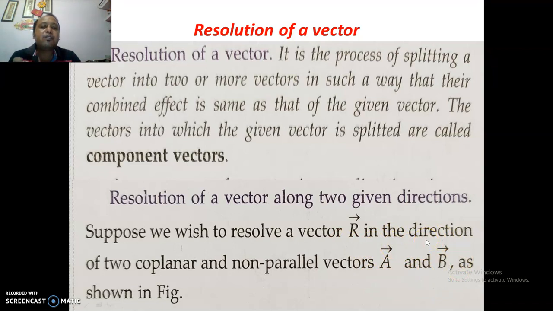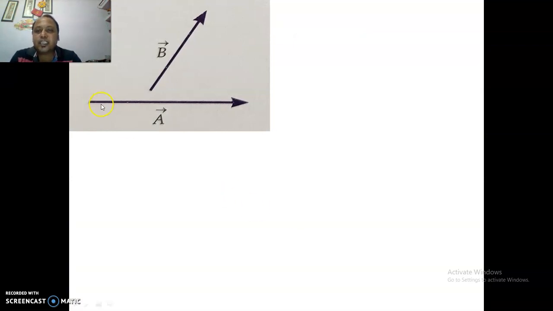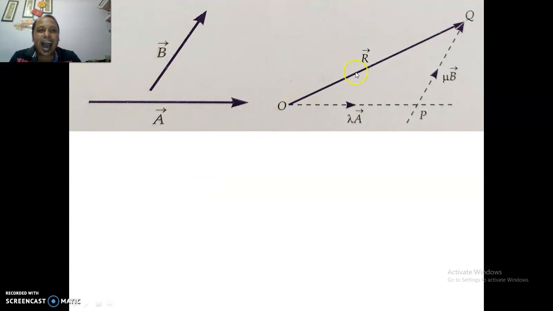That means we have to represent vector r in terms of the component vectors along a and b. So let us see how it is done. Let us consider two vectors here, vector a and vector b, and let us consider a resultant vector r which has to be represented. That means we have to find the components of vector r along vector a and vector b. That means we have to resolve vector r in the directions of vector a and vector b respectively.